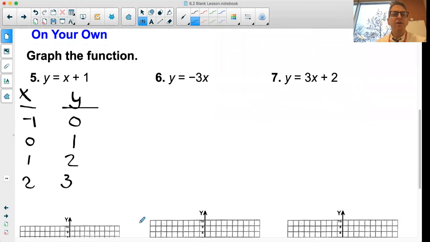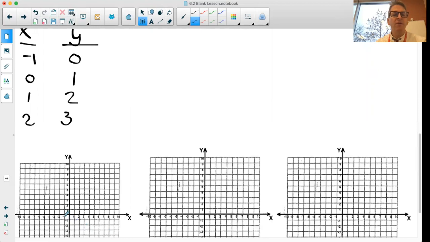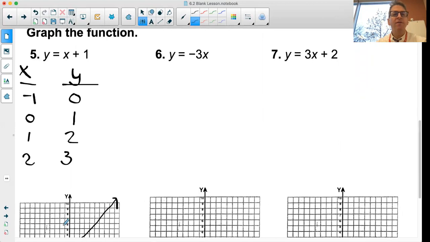Okay, so when I go to graph this, I'm going to be looking for -1, 0, which is right here. 0, 1, which is right here. 1, 2, which is right here, and 2, 3, which is right here. And then I'm going to connect all the dots up. And that's the function y is equal to x plus 1 represented in graph format.